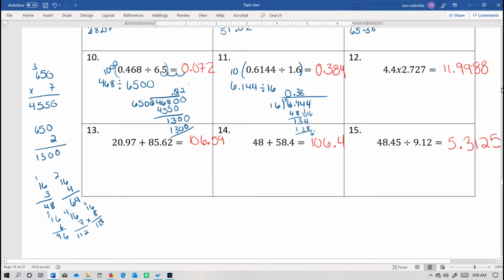Drop down the 4, and we have 64, which we know from our little 16 calculator we made over here is 4 times. There you go. So we're down to 4 more. Let's go ahead and do the next one.